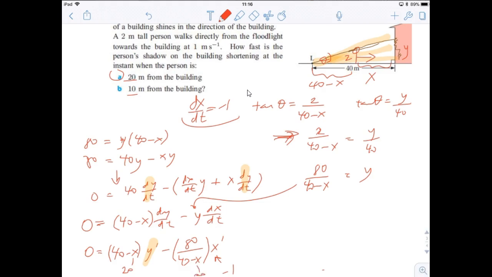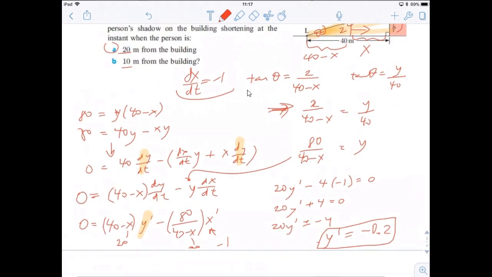So basically we're going to have 40 minus 20, which is 20, y dash, minus, and then we have 80 divided by 40 minus 20, which is 80 divided by 20, which is 4, times -1, and that equals 0. So 20y dash plus 4 equals 0. 20y dash equals -4. y dash equals negative 0.2 meters per second. So at that moment, the shadow is shrinking at 0.2 meters per second.